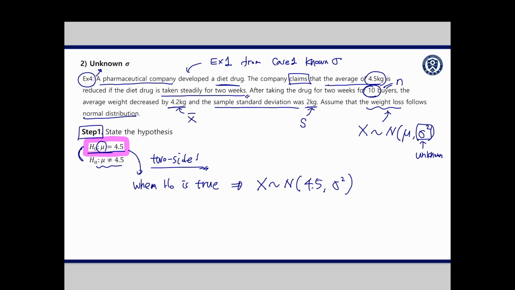the population follows a normal distribution with mu equal to 4.5 and the unknown parameter sigma square. So in this case, the distribution of X bar minus 4.5, with sigma replaced by the sample standard deviation small s, divided by the square root of the sample size 10, follows a t distribution with degrees of freedom 10 minus 1 equals 9, where the sample standard deviation is 2.